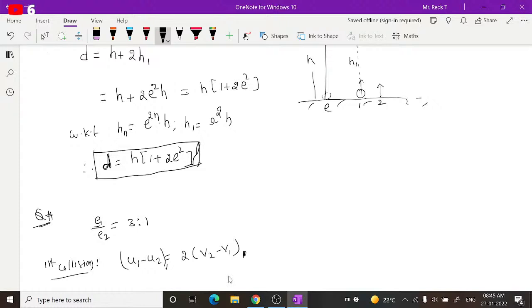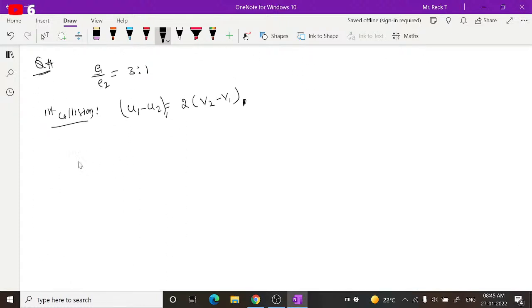Then the ratio between relative velocity of approach and relative velocity of separation in the second collision is asked. What will be the ratio between the relative velocity of approach u1 minus u2 and the relative velocity of separation v2 minus v1 in the second collision? How much is this ratio?